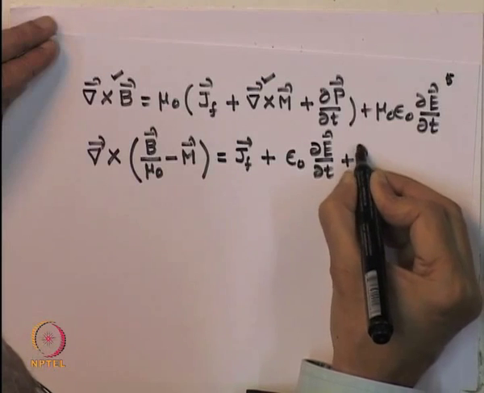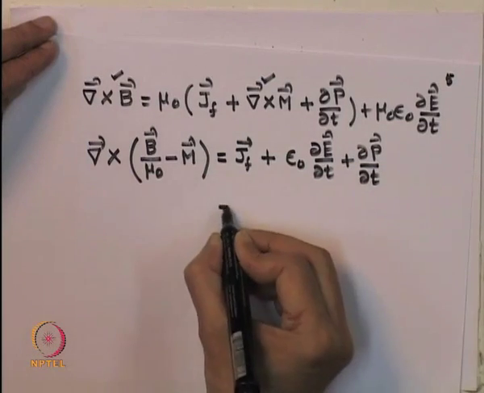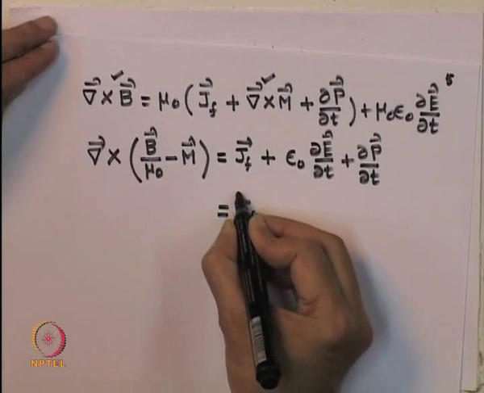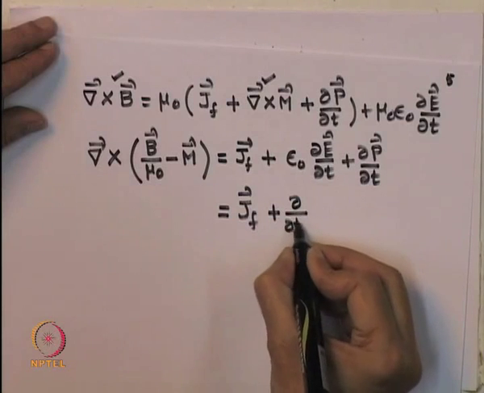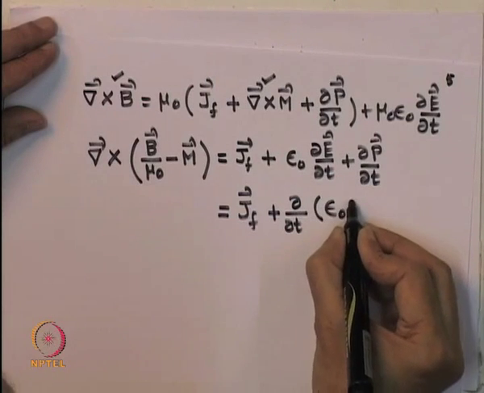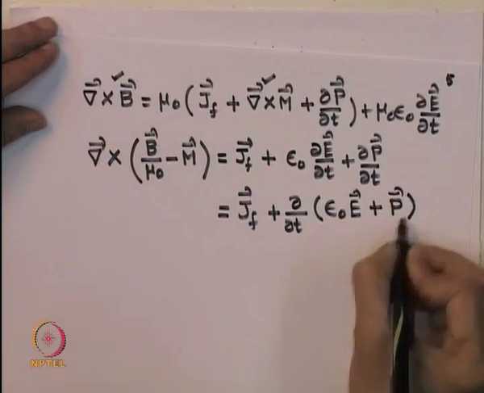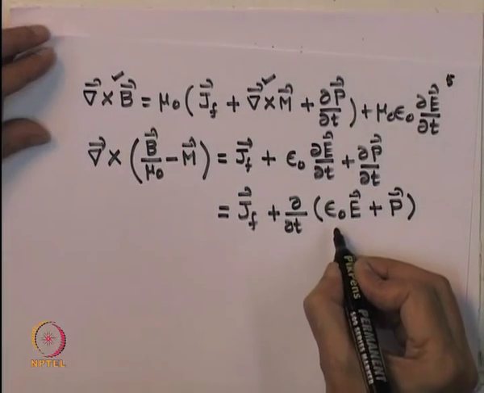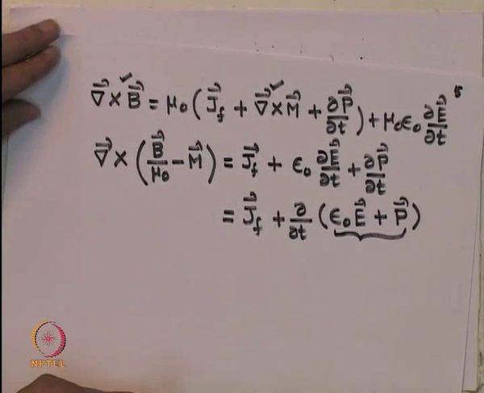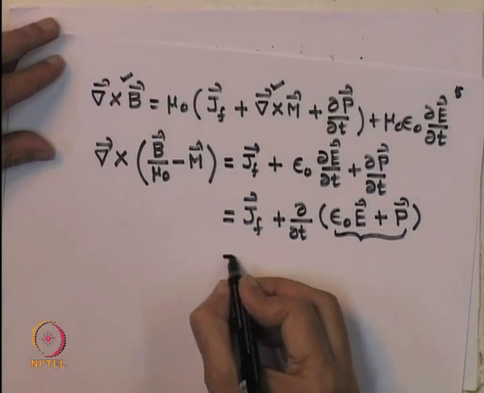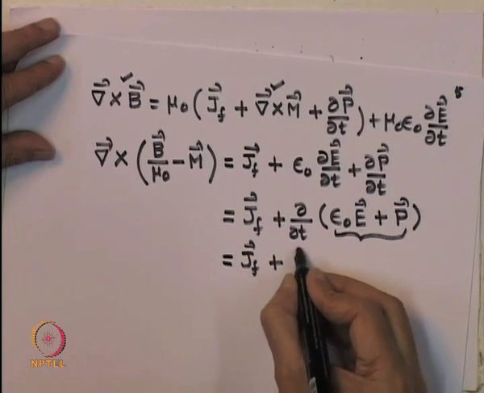Plus dP by dt, which gives me J free plus d by dt of epsilon 0 E plus P. You of course recognize that this is nothing but our definition of the vector D. So, this will become J free plus dD by dt.